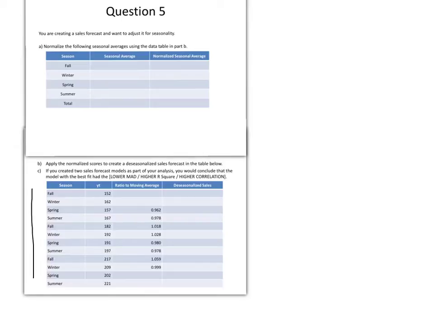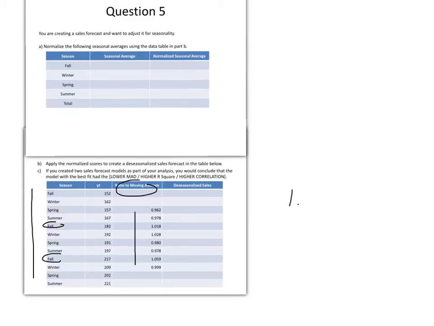So we've got to work with our table in part B to calculate our seasonal averages, and the way we're going to do that, we're going to be working here with the ratio to moving average column down here, which is very happily already calculated for us. And so if we look at these values here, it looks like we've got eight values in this column. And we're going to be finding all of the ones that are for fall. We'll start with that. So we've got fall and fall. And so we'll take those two values.